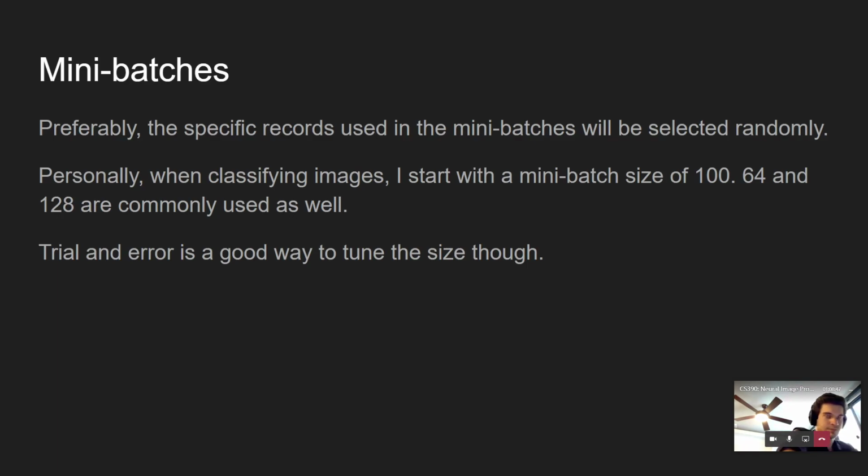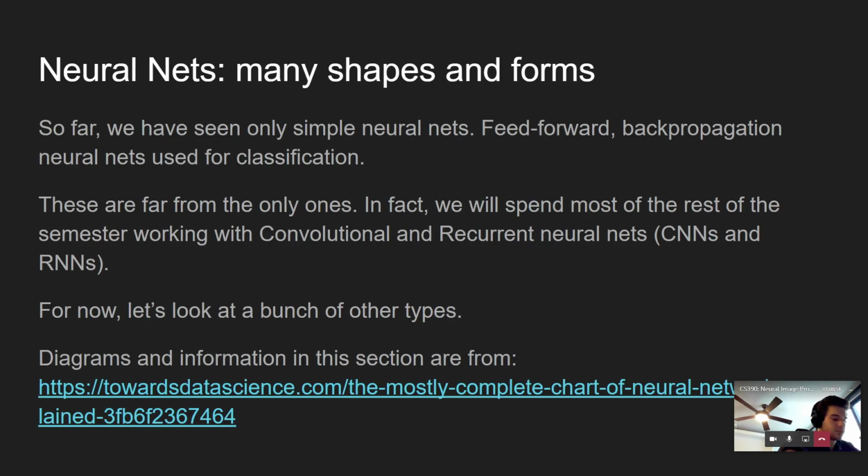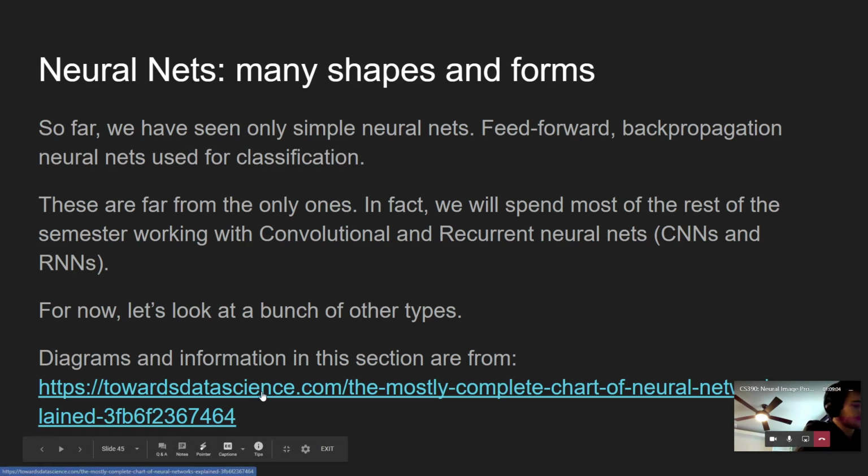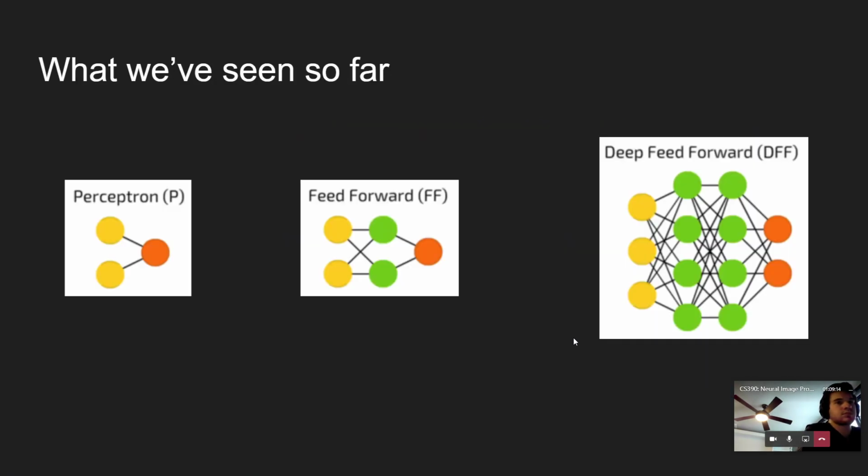So yeah, mini batches, 64, 100, 128 are good starting places. You use trial and error to find them. And let's talk about some of the different types of neural nets. We have seen a few of them before. By the way, I'm taking all my diagrams from an article, because when I made these slides, I didn't want to have to make a new diagram for each of these, and this place had some nice ones, so go check out that article.